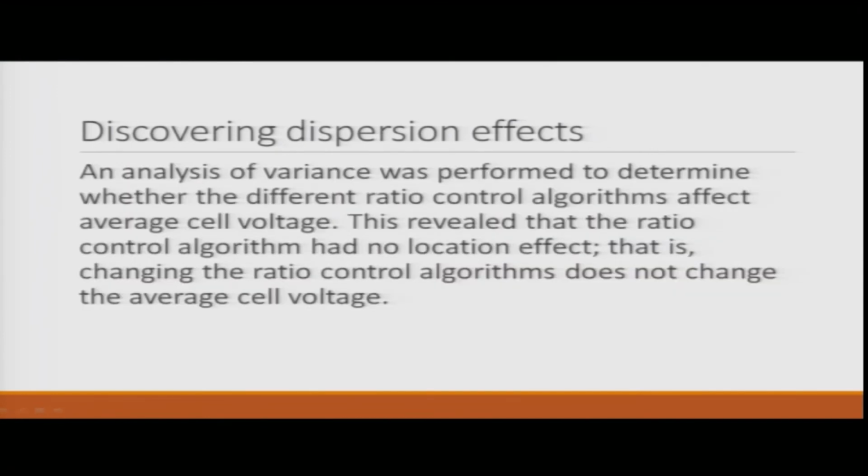Discovering the dispersion effects, analysis of variance was performed to determine whether different ratio controls affect the average of the cell voltages of the smelting process. This revealed that the ratio control algorithm had no location effects, that is, changing the ratio control algorithm does not change the average cell voltages. I did not go into the example in detail, but we have done the etching problem in detail from different perspectives and angles. That will give you an idea of how such information can be utilized for solving such problems.